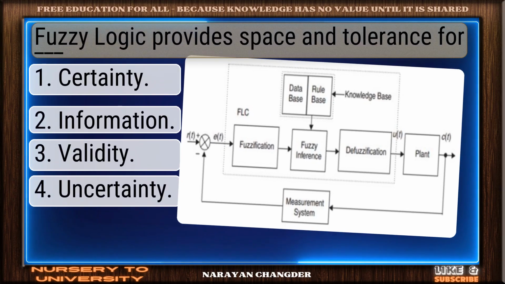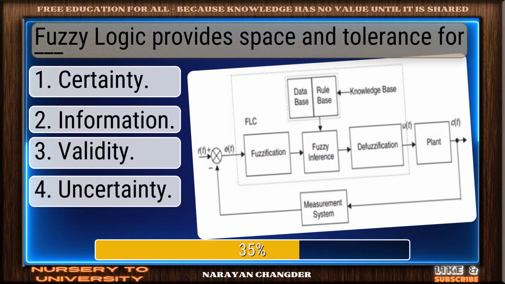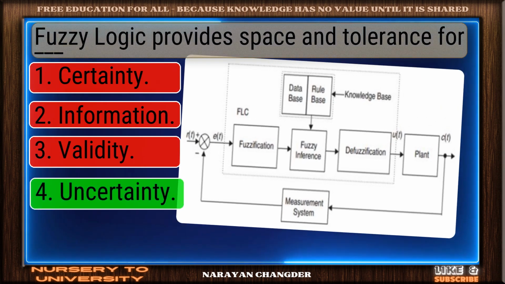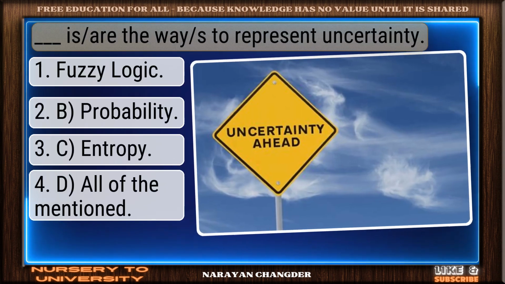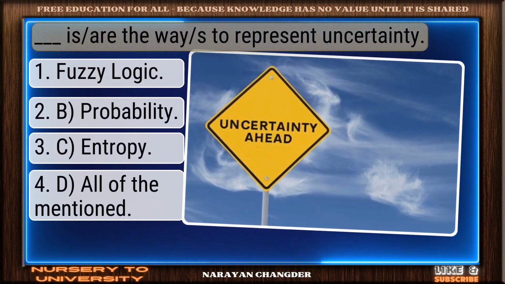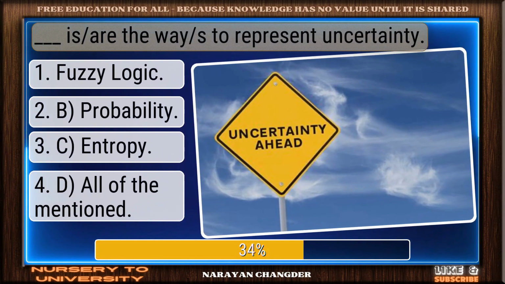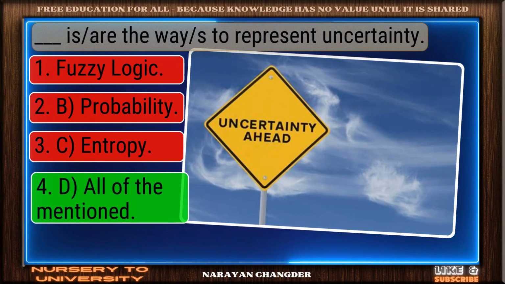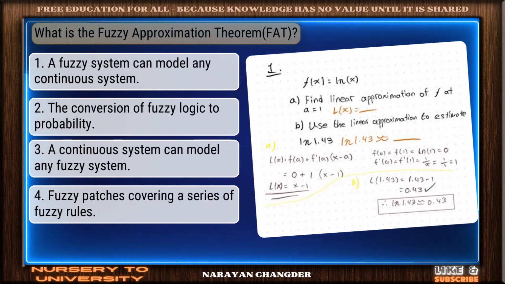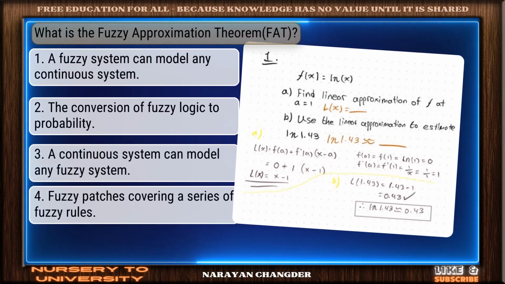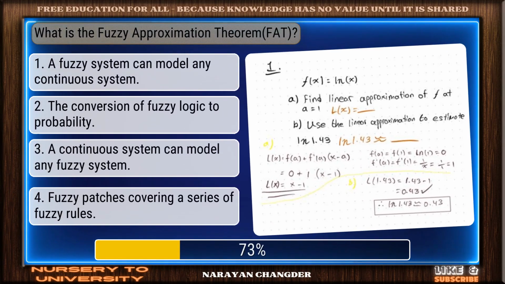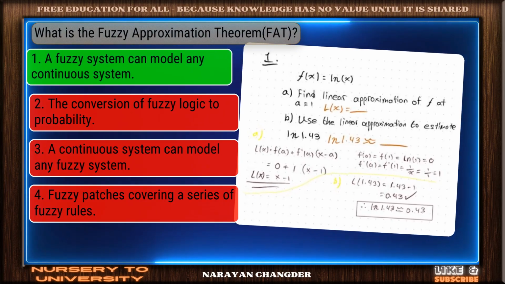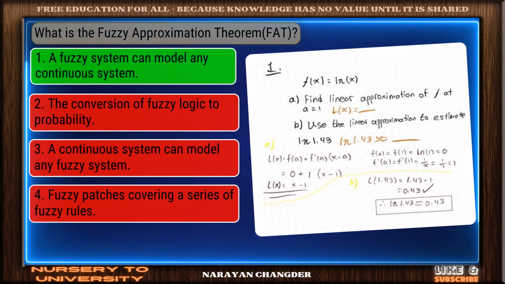Fuzzy logic provides space and tolerance for dash. Good thinking. Uncertainty is the right answer. Question number 30. Dash are the ways to represent uncertainty. Great job. D, all of the mentioned, is the accurate answer. Question number 31. What is the fuzzy approximation theorem? Nice work. You chose a fuzzy system can model any continuous system, and it is correct.